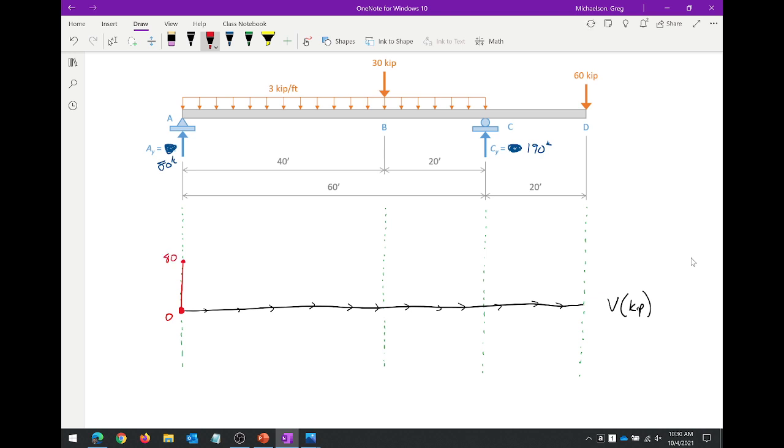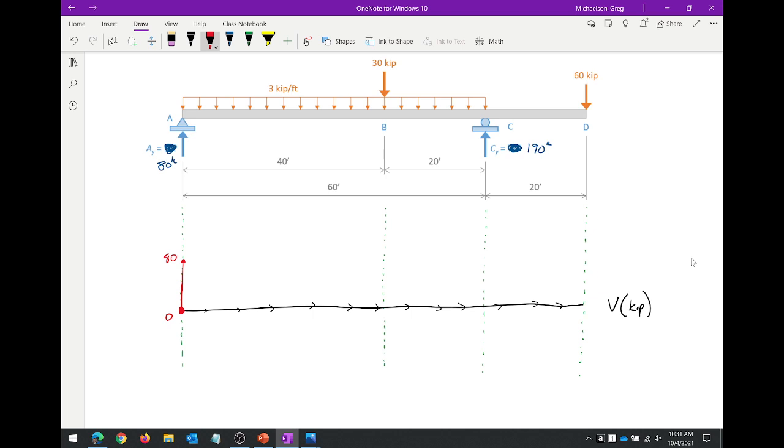Jump up 80. Okay. Now we got something new. Now we got this distributed load. Okay, so let's think about this. All right. First off, let's use our noggins about the behavior. The load between A and B is constant. So if the load is constant, what should the shear diagram look like? Linear.